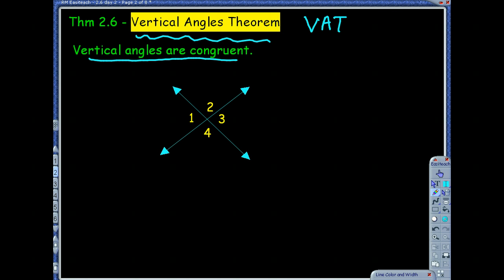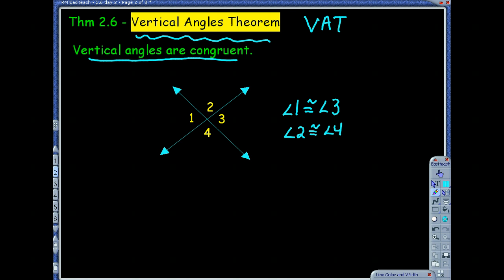So this is another one, like the linear pair postulate, that you can state from the picture. When you look at the picture, can you name a pair of vertical angles? Angle 1 and angle 3 are vertical angles. So based on the vertical angle theorem, we can conclude angle 1 is congruent to angle 3, again because of the vertical angle theorem. And we can also say angle 2 is congruent to angle 4. So when you've got two intersecting lines, we know those vertical angles are congruent.